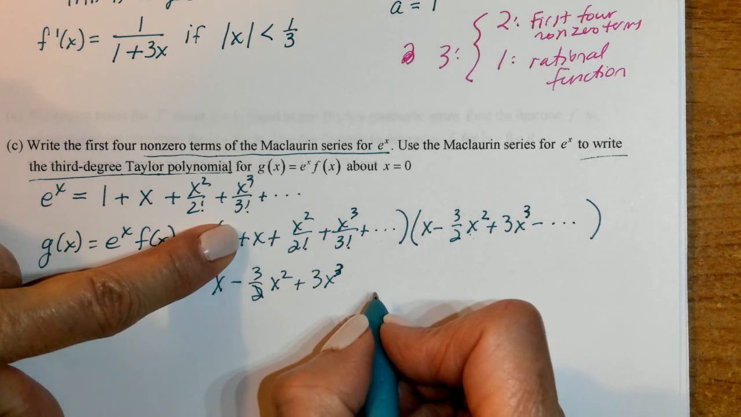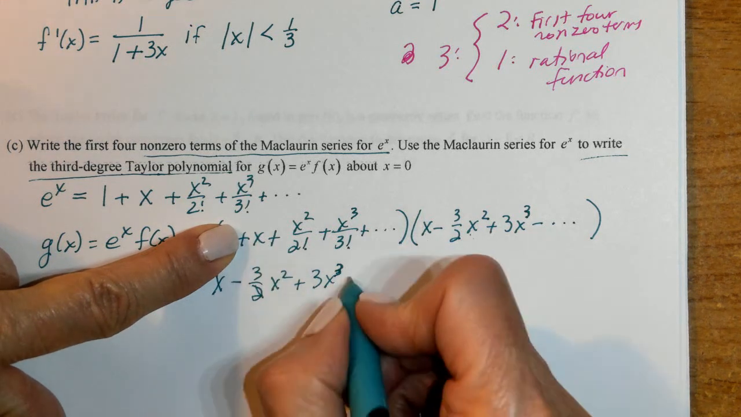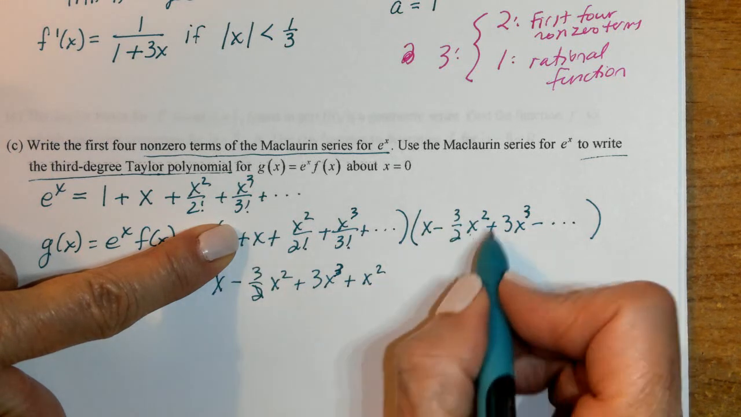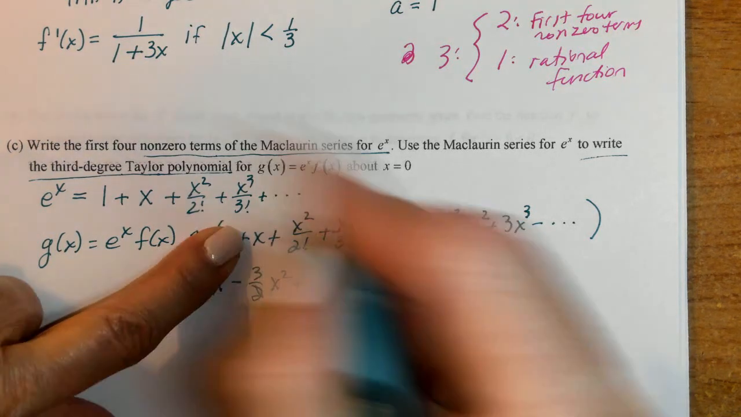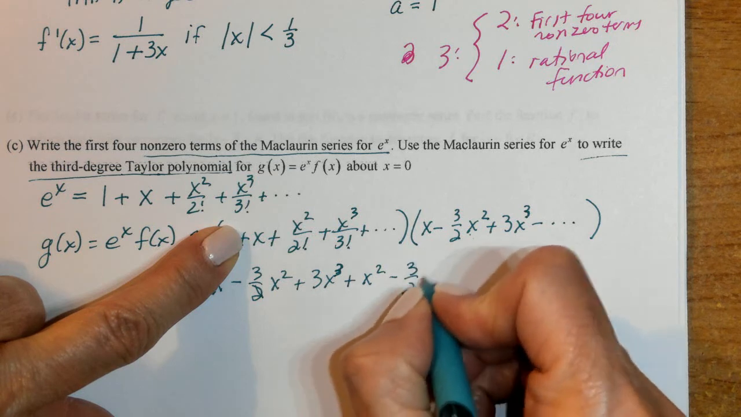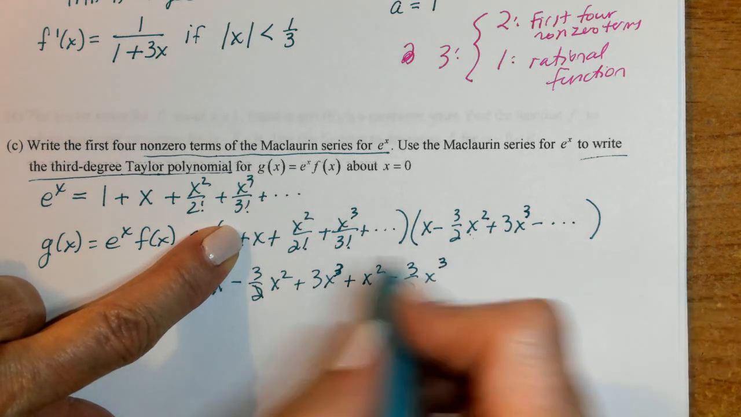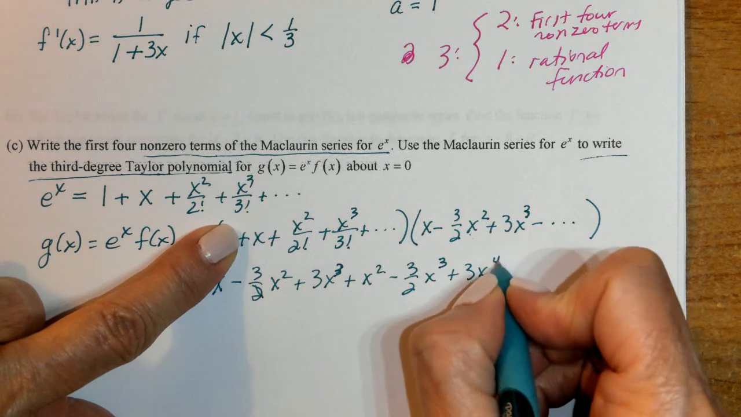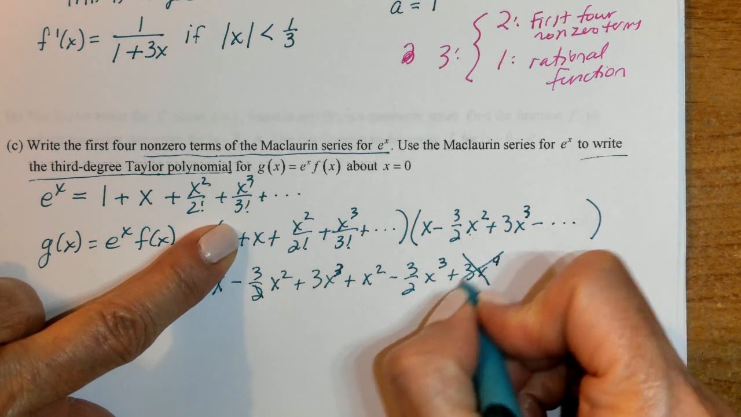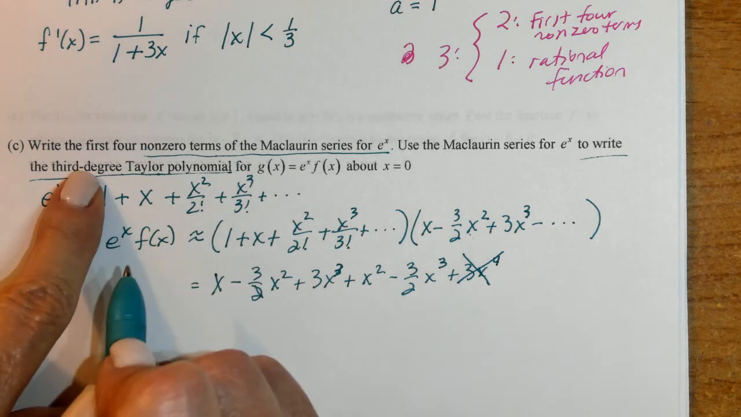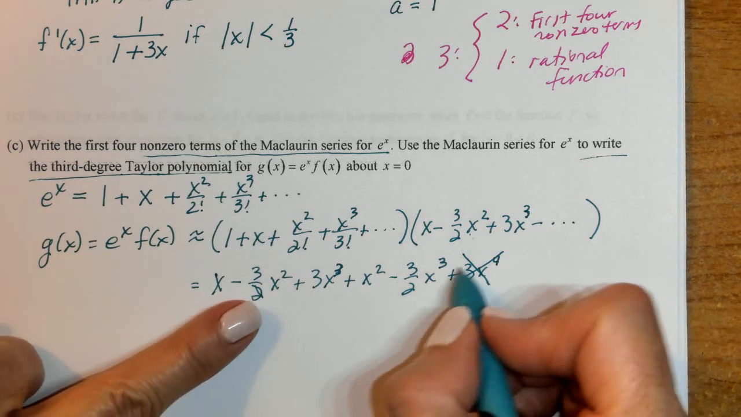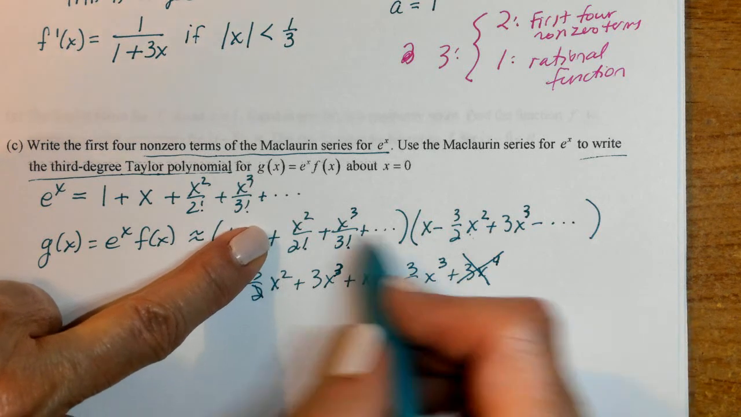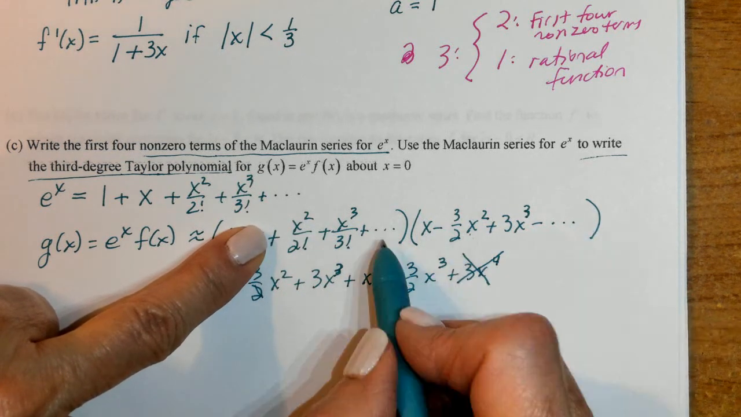Now I'm going to go to the next term. It's a positive x. So x times x is x squared. x times negative 3 halves x cubed, and then x times the next term will be positive 3x to the 4th, which I don't want to write because I've gone higher than the third degree term. So I'm not going to write that one. Go to the next piece.